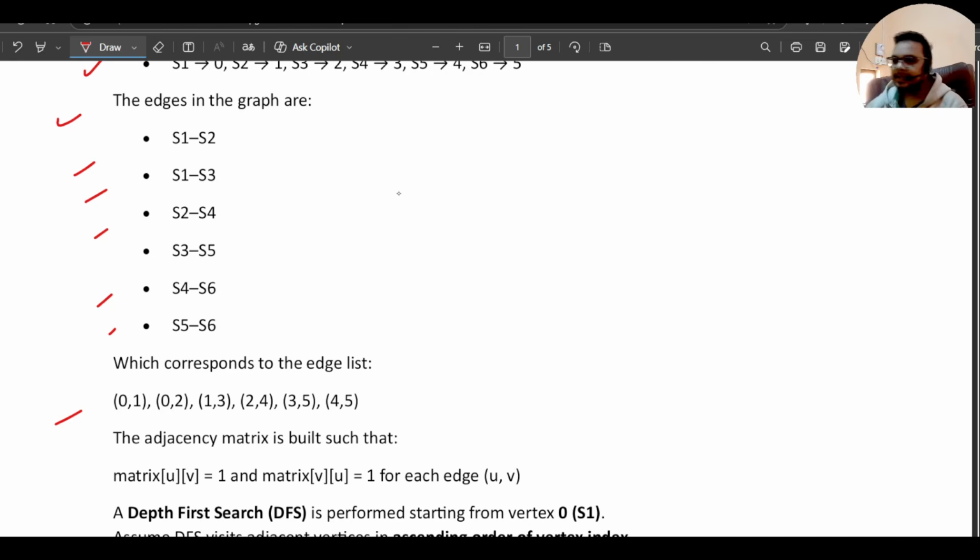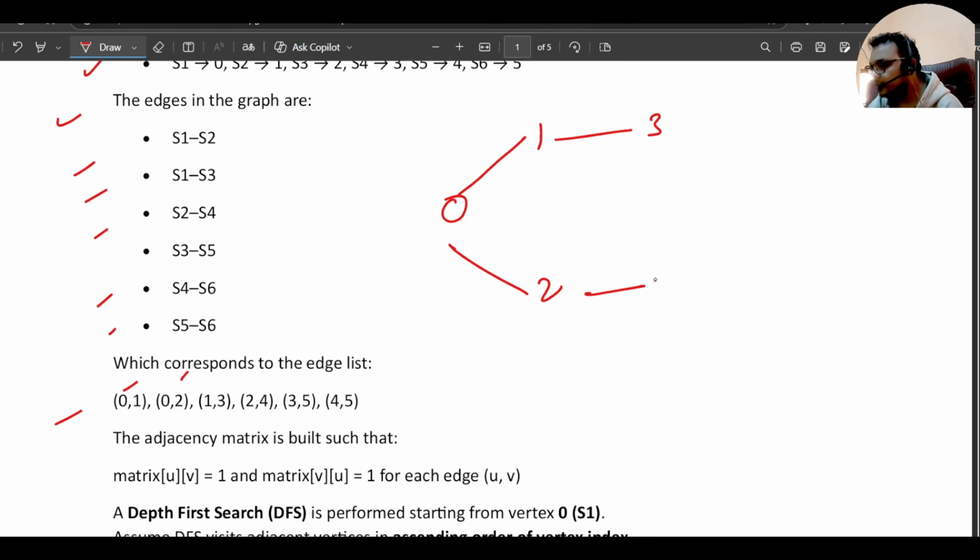To better understand this, let's create a graph. So from 0, it is 0 to 1 and 0 to 2. Then 1 to 3 and 2 to 4. Then 3 to 5, and 4 to 5. So this kind of graph you can see here. This is the kind of graph they gave us.